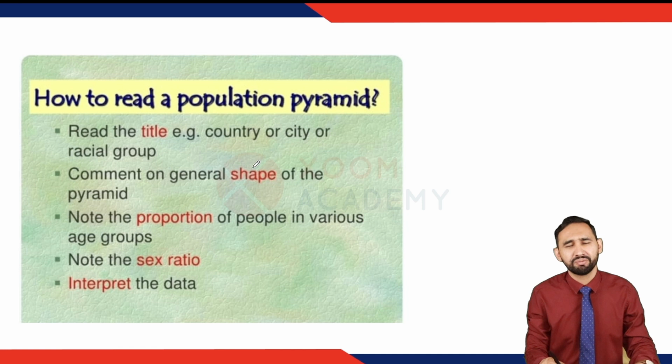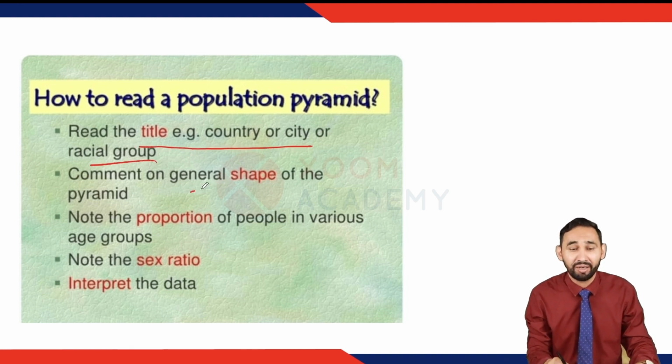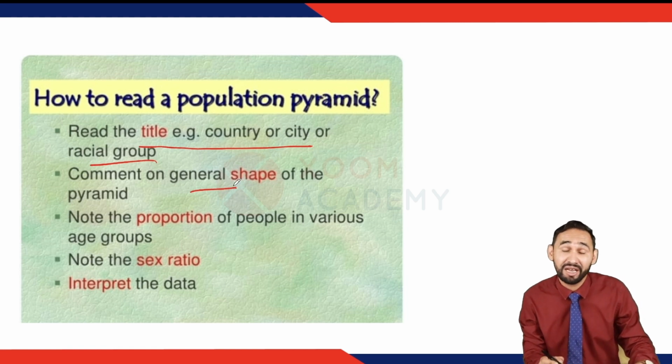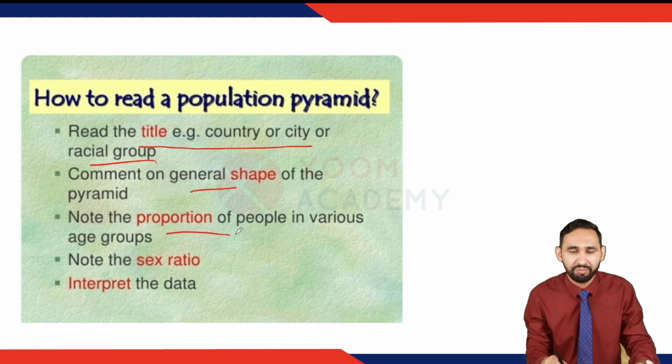How to read a population pyramid? This is a common question. A pyramid is given and they ask you to label it. Read the title, for example, country or city. Which type of group is it? What is the general shape of the pyramid? It can be rectangular, it can be beehive, it can be triangular. Note the proportion of people at various age groups, and we identify the sex ratio, the male-female ratio. And then we'll interpret the data.